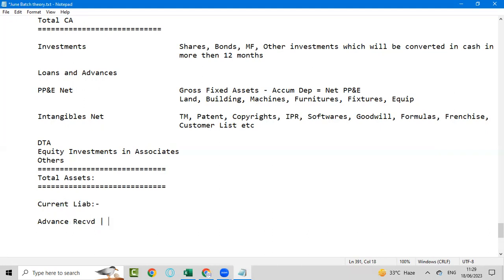Advance received, or you can say unearned revenue, or you can say deferred revenue. If you purchase on credit, it is accounts payable. If you sell on credit, it is accounts receivable.